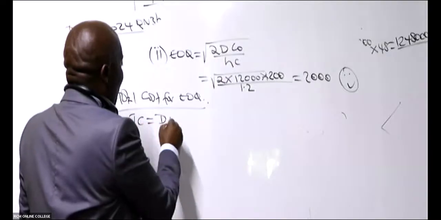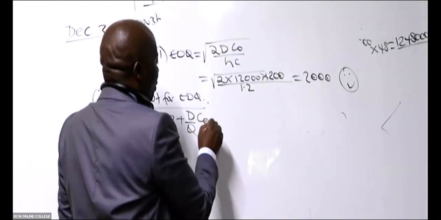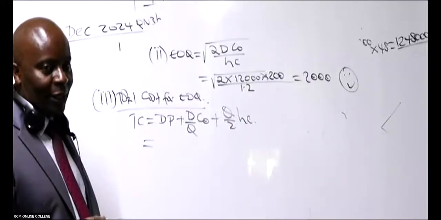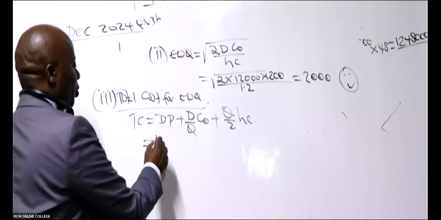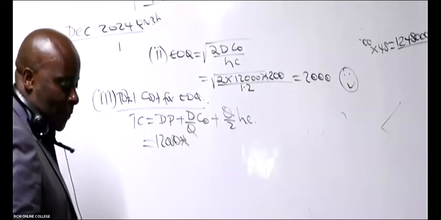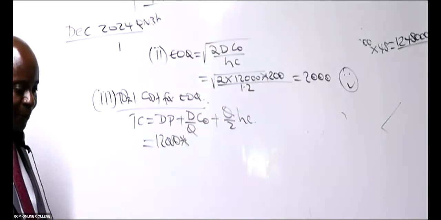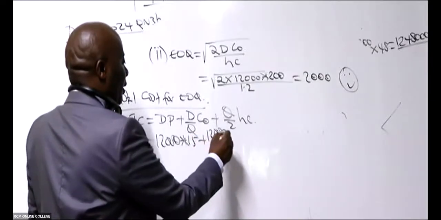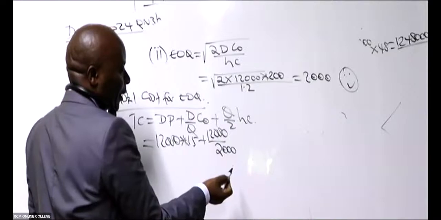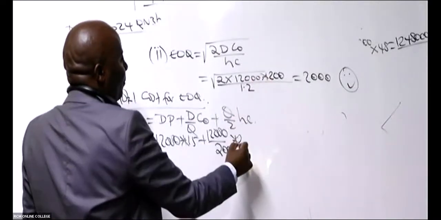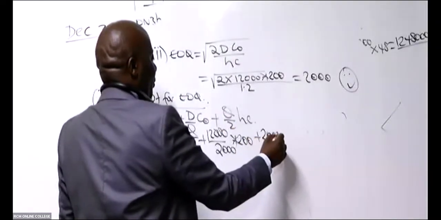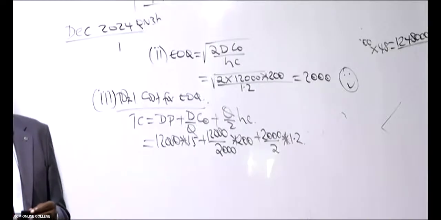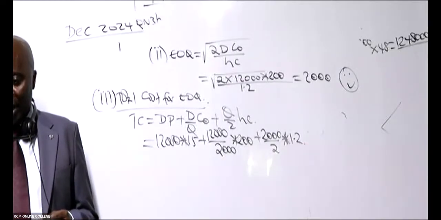So this TC will be equal to DP plus D over Q times CO plus Q over 2 times HC. The annual demand is 12,000, right? The price per unit, you guys had given me a figure: 15 per unit. Plus D over Q, so 12,000 divided by the Q, which you got as 2,000, times the cost per order, which is 200, plus this Q, the EOQ, over 2 times the holding cost, 1.2. So then at the end of the day, we shall end up getting something.